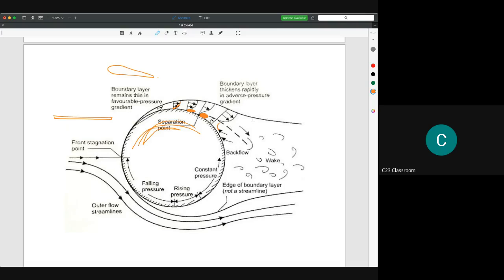Then here we have a backflow. A backflow here means the flow starts here, and when it starts to detach, the flow comes in and creates a wake. I hope you can study at least the formation of a boundary layer, as well as the formation of the separation of the boundary layer.